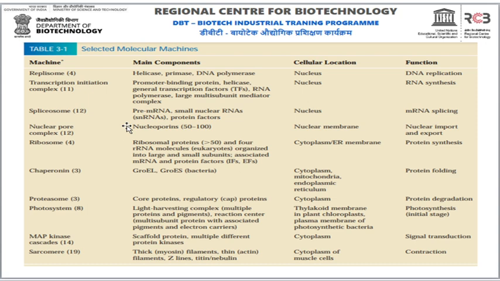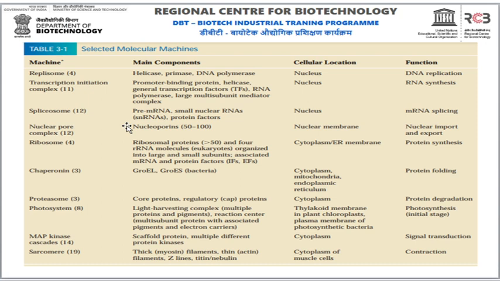Next is photosystem. They are involved in the process of photosynthesis, and the photosystem is light harvesting. They have a light harvesting complex and a reaction center. The light harvesting complex has multiple proteins and pigments to harvest the light, and the reaction center has multi-subunit proteins which are generally associated with pigments and electron carriers. The photosystem is located in the thylakoid membrane in plant chloroplasts, and in photosynthetic bacteria, it is present in the plasma membrane.